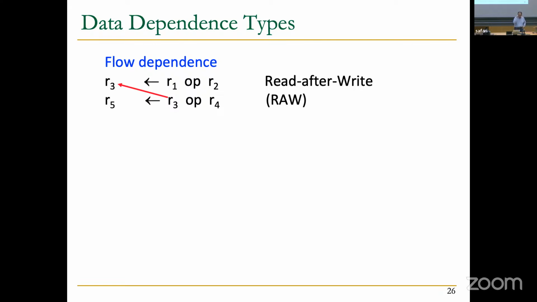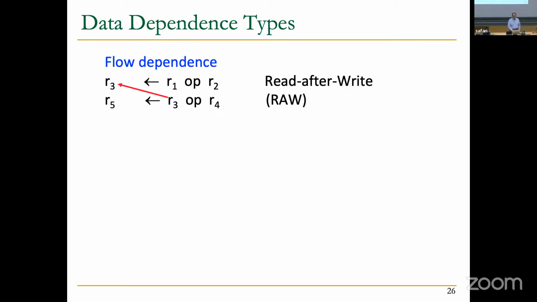Okay, so this is the flow dependence that I think you have seen in the last lecture, read after write. Here we have two instructions, and the second instruction is dependent on the first one because we are reading from register 3, which is going to be updated by the first instruction. So we have this read after write.